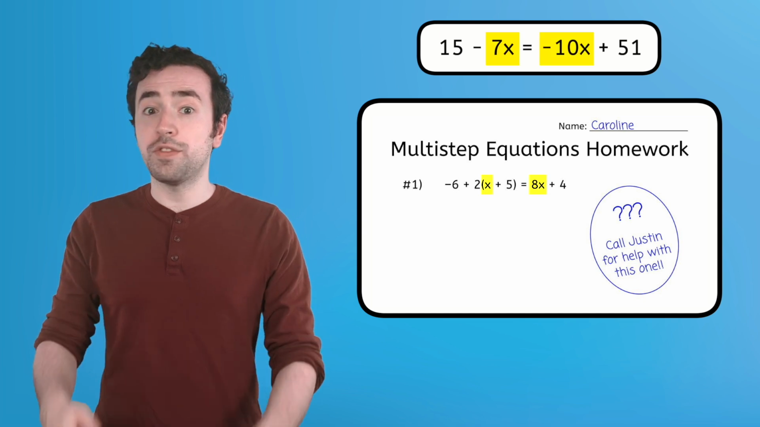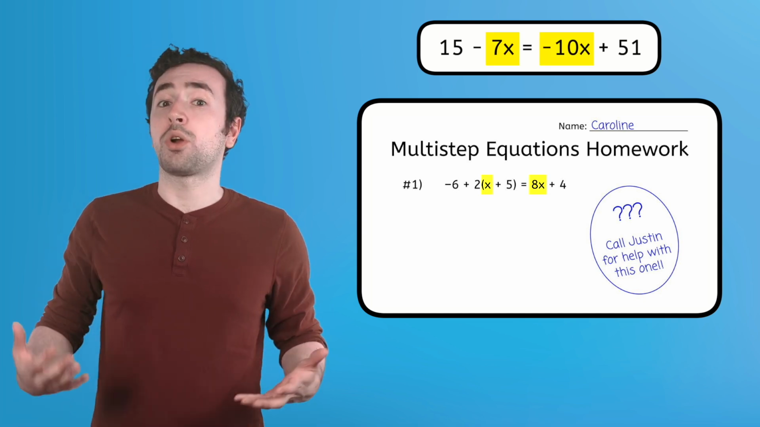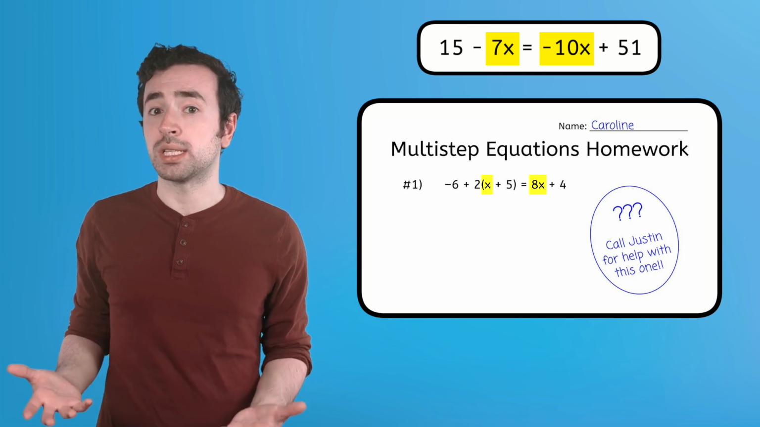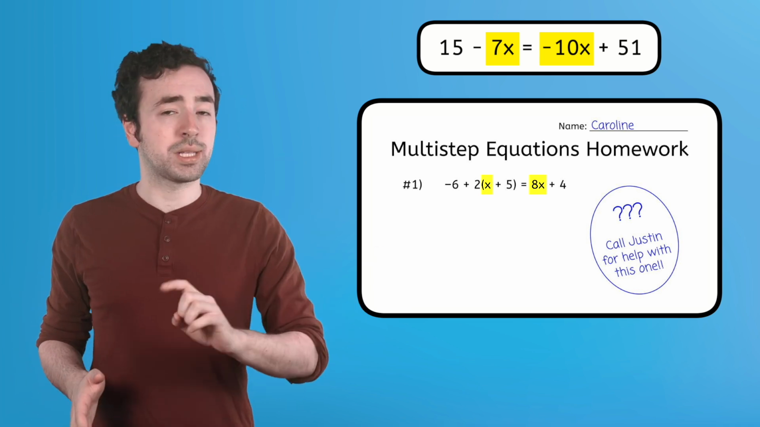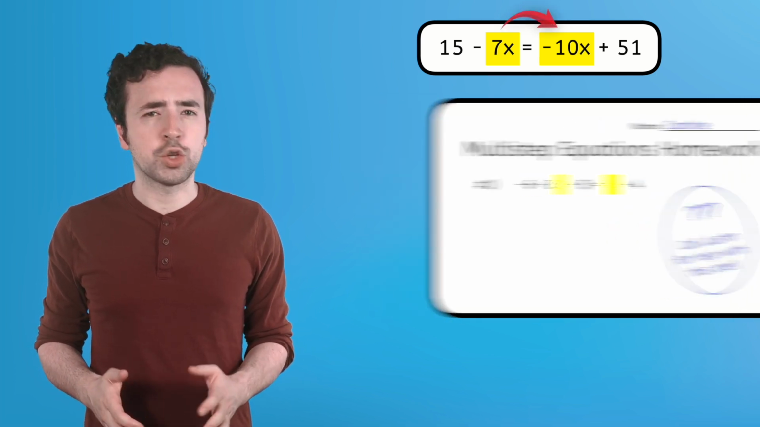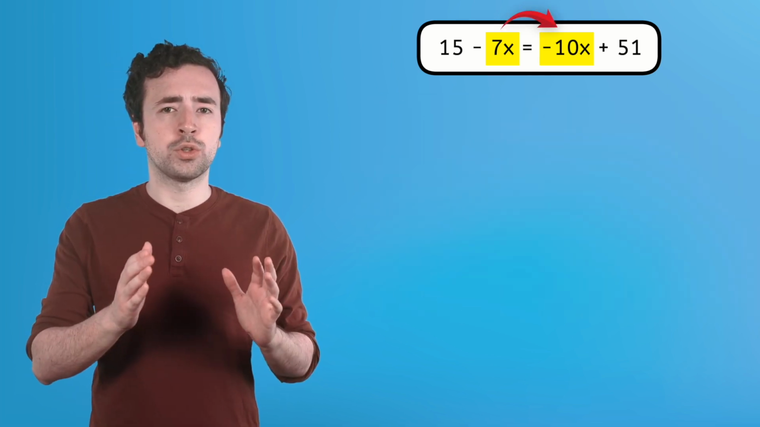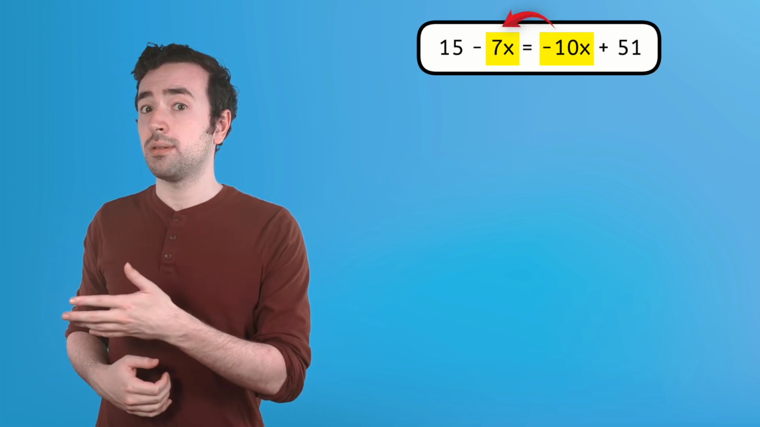There are two variables in both of these equations, right? And both times the variables are on opposite sides of the equal sign. So we need to get both of the variables on the same side to solve. Which one should we move? Should we move the 7x over to the right or the negative 10x over to the left?